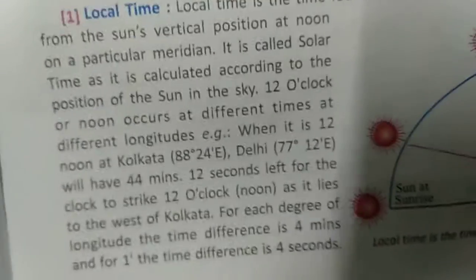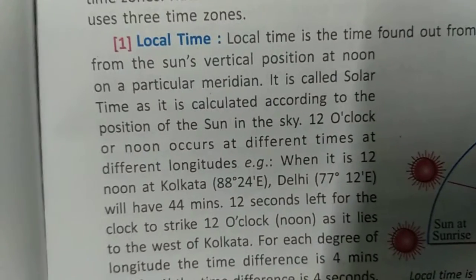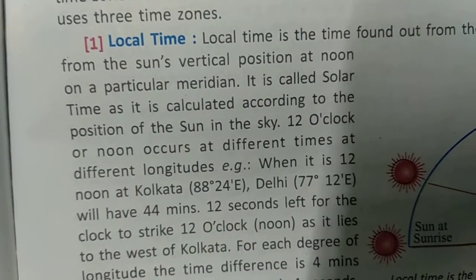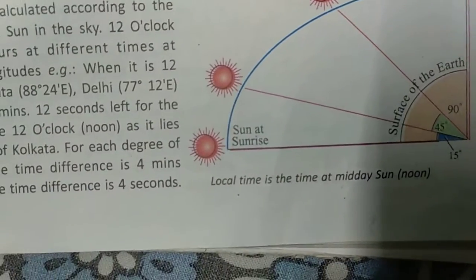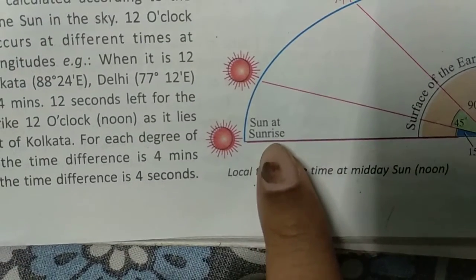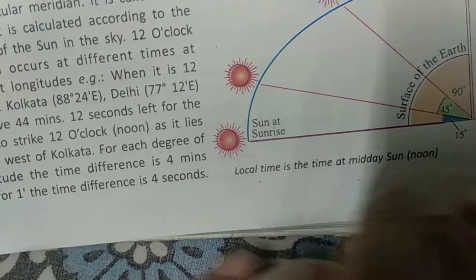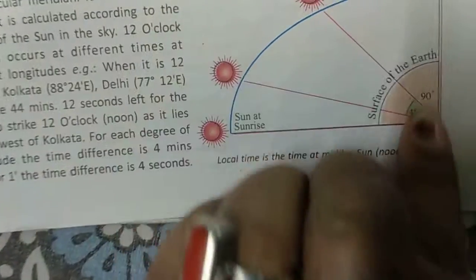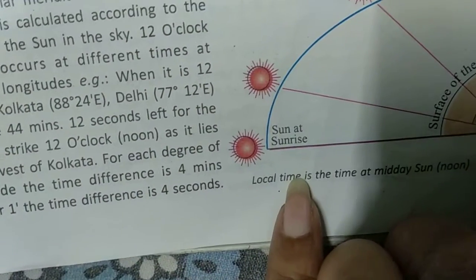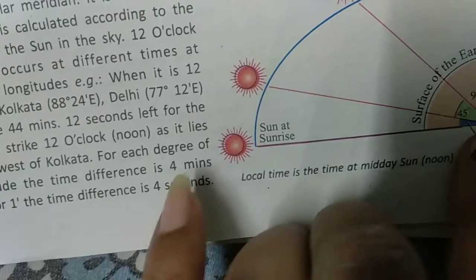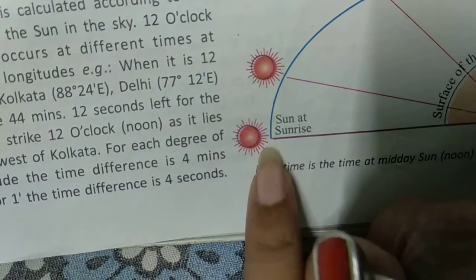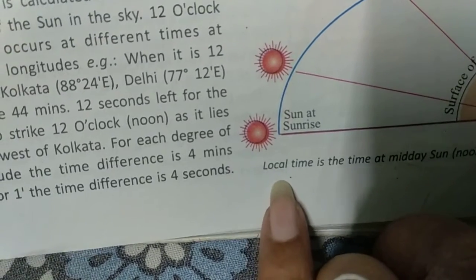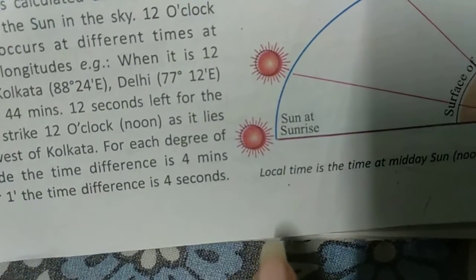Now, local time. What is local time? Local time is the time that is found from the midday sun. Now, how is it calculated? It is calculated by the sun's vertical position at noon. See, this is sunrise. Okay, now as it goes up, here you see it is straight, it is noon. That means the sun is always at a 90 degree angle from the rising position. Because we know at noon the sun is above our head.